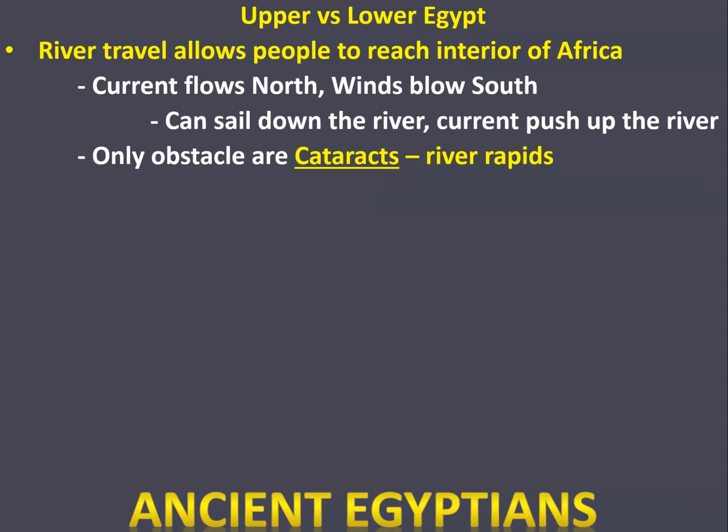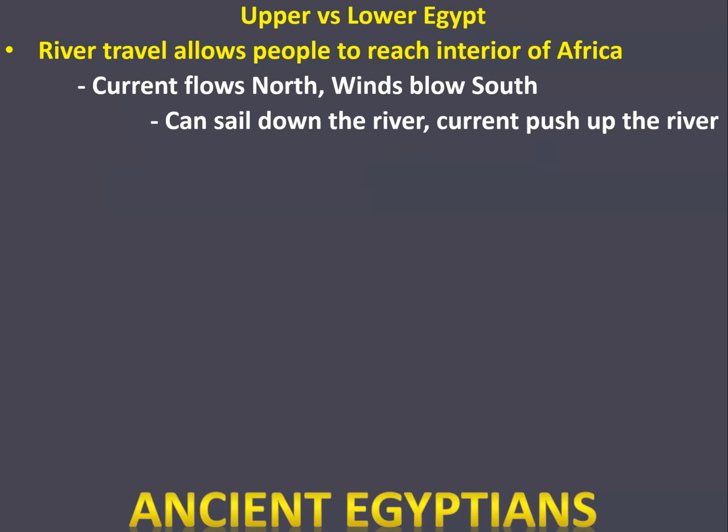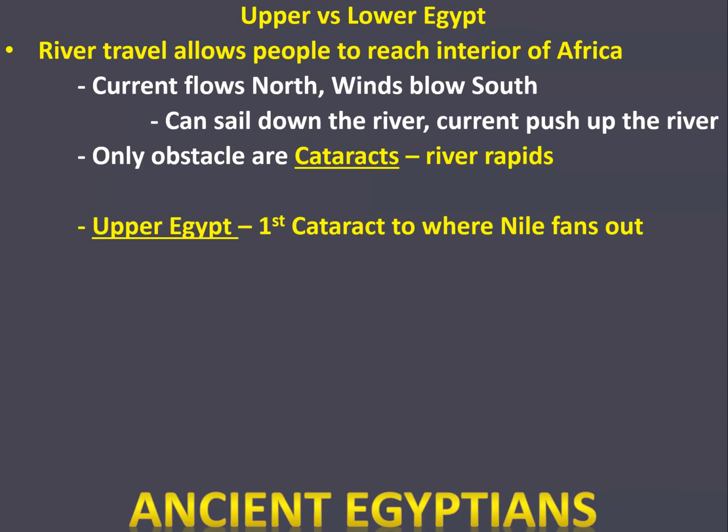The only obstacle along the way are what are called cataracts, and these are river rapids. And in some of these places, it's a pretty dramatic drop off between the two areas. And so we'll see with these cataracts different towns and cities develop around them because it actually requires, in some cases, picking your boat up and moving it up and down around there, or taking all the goods off, unloading it, and then putting it onto another spot from there.